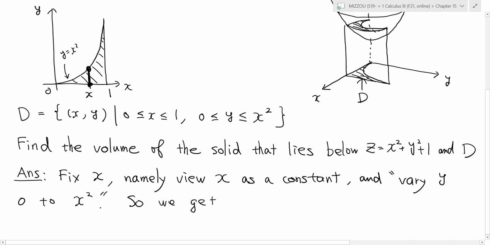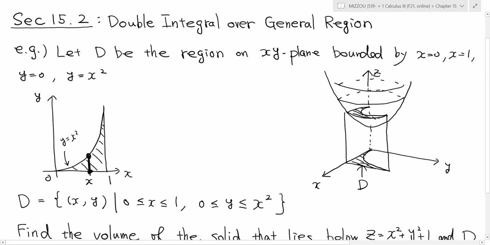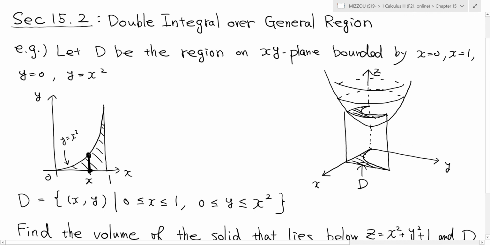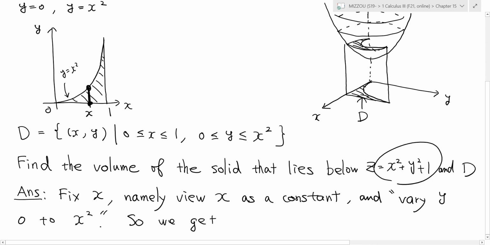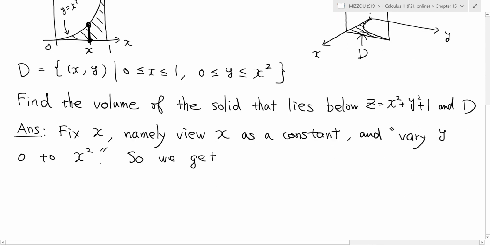Like what? Well, the function we integrate is a function that lies above the region. That's the paraboloid here. So this is the function we integrate. So we integrate x squared plus y squared plus 1 with respect to y, our variable is only y at this moment, and then y is from 0 to x squared.